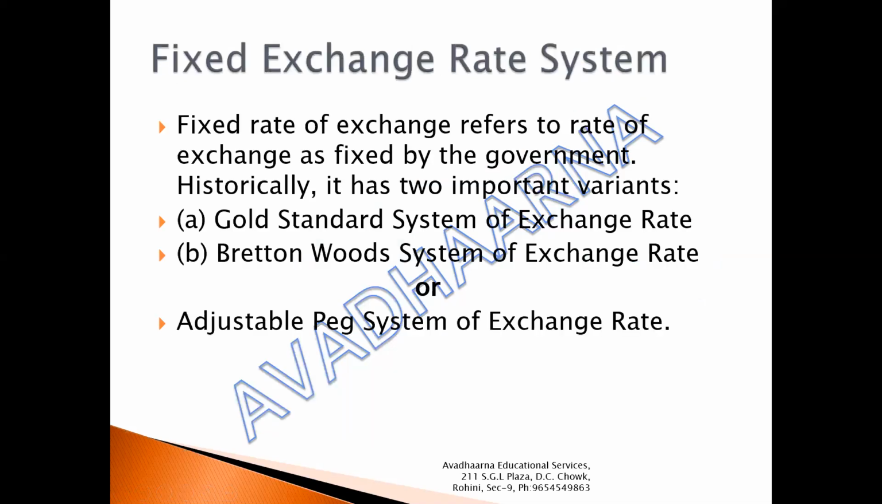First is fixed exchange rate system. Fixed rate of exchange refers to the rate of exchange as fixed by the government. बेटा ये जो फिक्स रेट सिस्टम है, एक्सचेंज रेट सिस्टम है, उसमें जो रेट है फॉरेन करेंसी का वो गवर्नमेंट फिक्स करती है. Historically it has two important variants. First is gold standard system of exchange rate and second is Bretton Woods system of exchange rate or adjustable peg system of exchange rate.